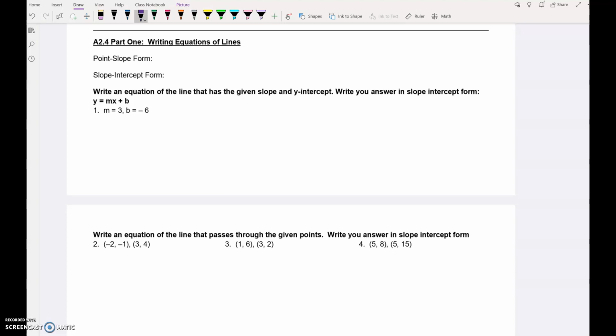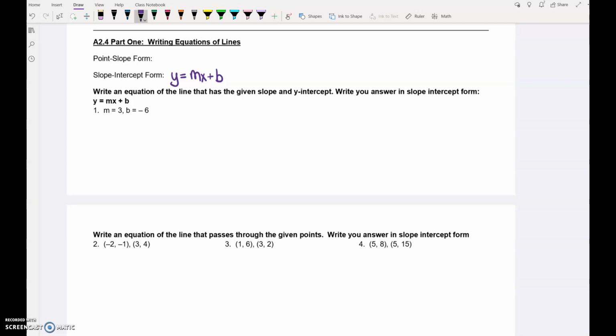Today we're going to work on writing equations of lines based on particular information that's given to us. I'm going to skip point slope form for a moment and go to slope intercept form. That's the form that you know, y equals mx plus b. If you know the slope and you know the y-intercept, or it's fairly easy to figure out the slope and the y-intercept, you can write the equation in slope-intercept form. You can also, if you have it written in point slope form, convert it into slope-intercept form fairly easily. So let's look at number one.